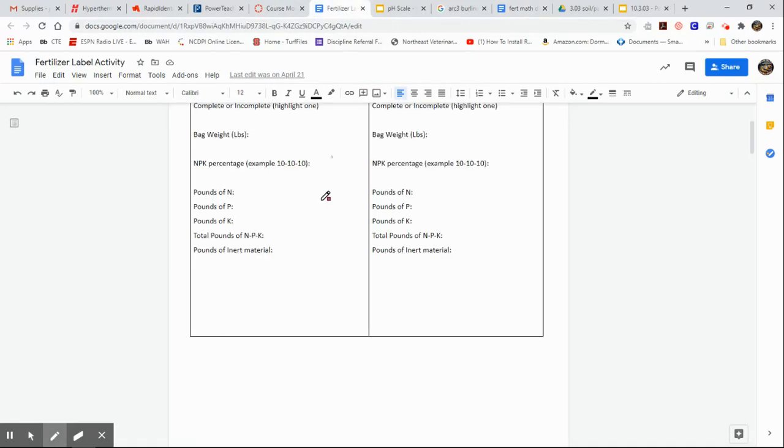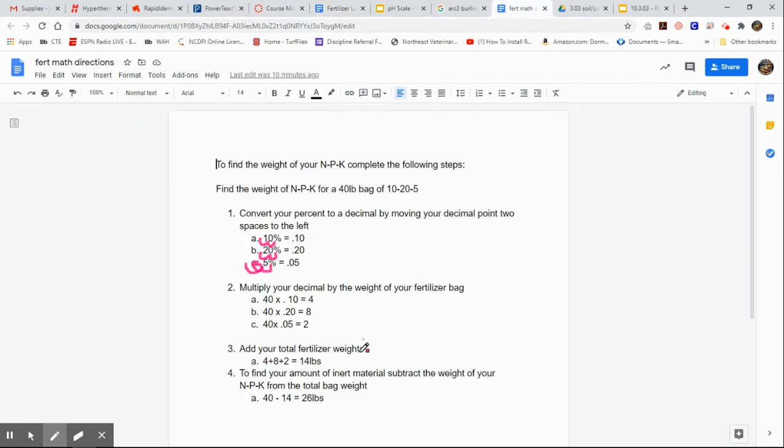Well, if you look at your problem on here, it says total pounds of NPK. So that's how you find your total pounds. And then finally, the last question is how many pounds of inert material. That's really easy. You take the weight of your bag, which is our 40 pounds, and you subtract from it that 14 right there, and that gives us 26, and that's your inert weight. So the math portion is not too difficult and not too hard. So that is what we are doing today.